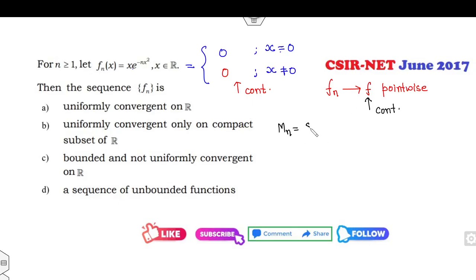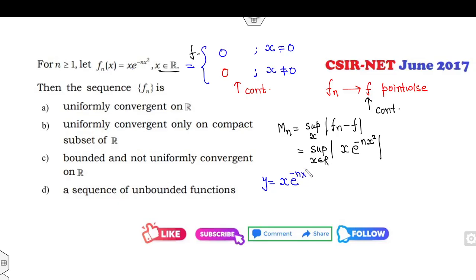I can apply the M_n test. That means the supremum over all x in the domain of |f_n(x) minus f(x)|. f(x) is 0, so we need to find the supremum of x e raised to power minus n x square. Now how can you find the supremum? That's very simple. If I consider y as x e raised to power minus n x square, then I can set the first derivative to 0. Taking the derivative, I can take it as common, minus 2n x square plus 1 is 0. That means x will be plus minus 1 over root 2n.